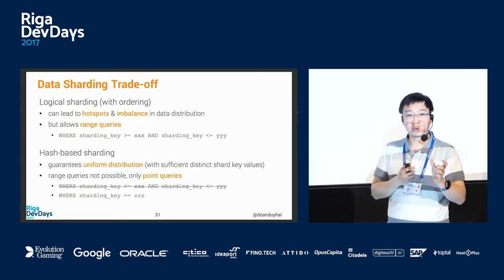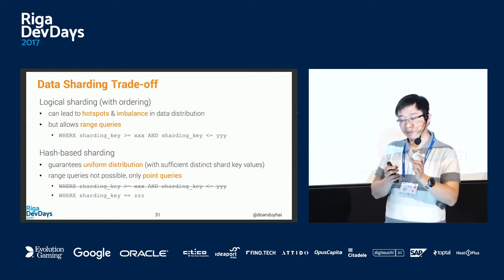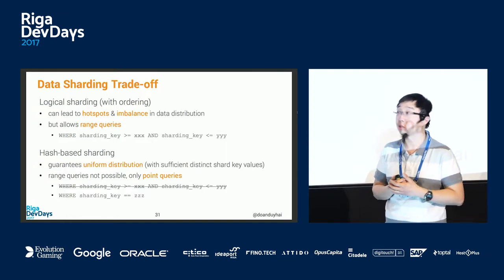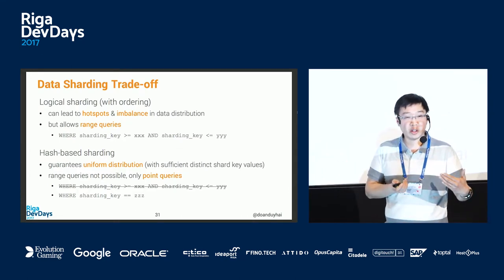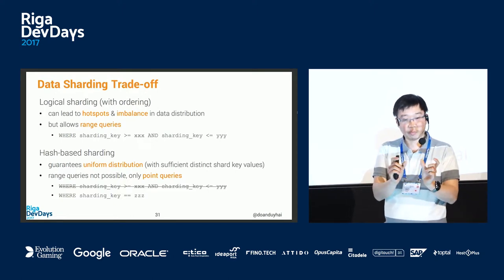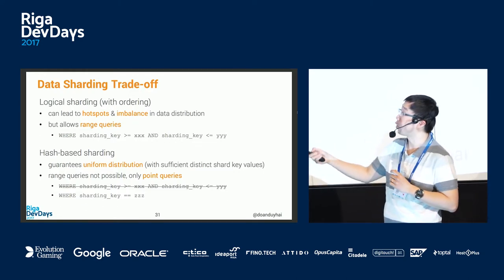In some cases, when you choose your sharding to allow range queries, for example, in my user email, I decided that each shard represents the first letter of my email address. Of course, it is not well balanced, but it allows range queries, right? So I can say, give me all the email addresses starting from A to C, because my sharding respects the ordering of my sharding key. So I can have range queries.